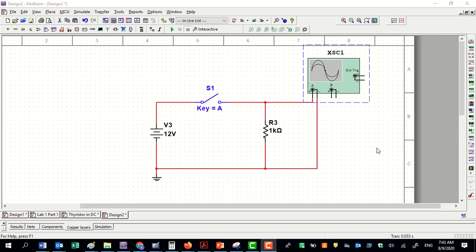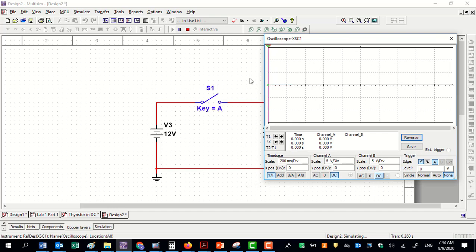Instead of having an additional load, let's have a switch. An oscilloscope is used to view the voltage across the load. When the switch is open, the voltage across the load is 0. When the switch is closed, the voltage across the load is 12 volt. If we keep switching on and off, the voltage across the load keeps changing between 12 volt and 0 volt: 12 volt when the switch is on, 0 volt when the switch is off.